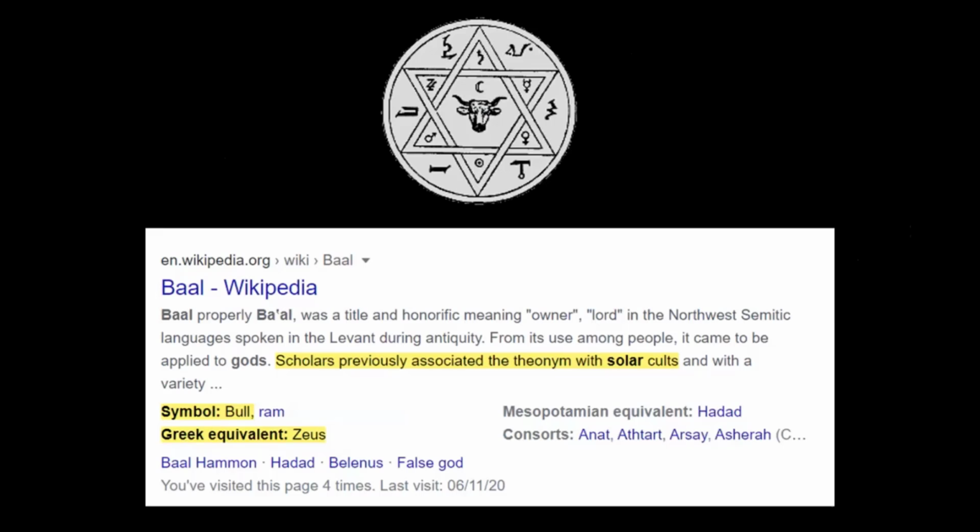Baal, probably Baal, was a title and honorific meaning owner or lord in Northwest Semitic languages. Look at the last piece here. Scholars previously associated the theonym with solar cults. Okay, so Baal's the sun god. Baal's the solar god. His name just means Lord. Lord isn't a name. Lord is a title. So there could be other deities that were all called Baal.